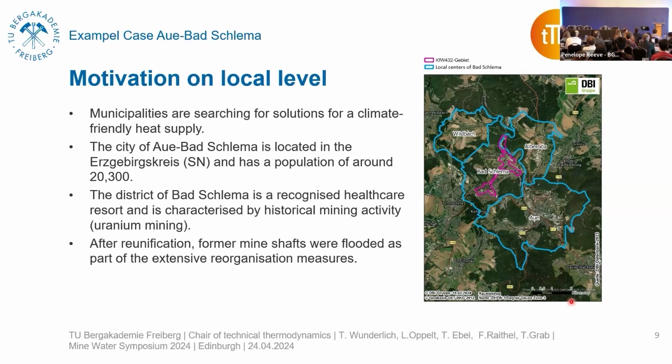After the reunification of Germany, all the mining activities closed, shafts were blocked, and the mine began to flood. And we've got a regenerative low temperature heat source of partly 20 degrees Celsius under this community.